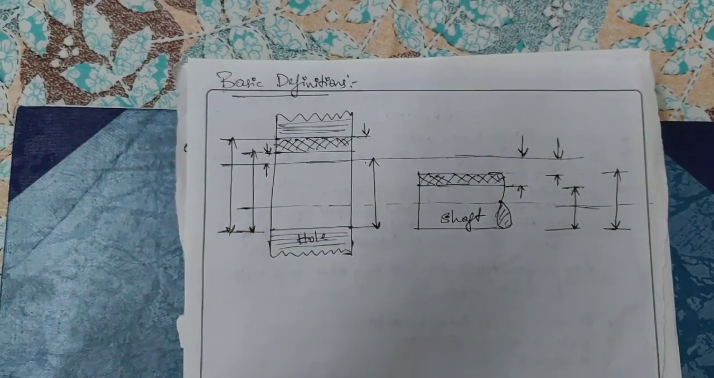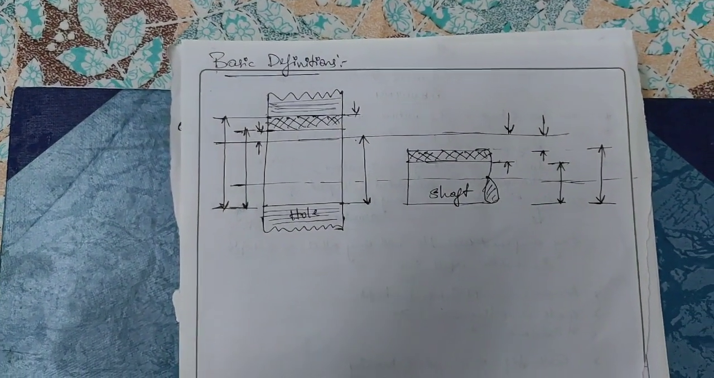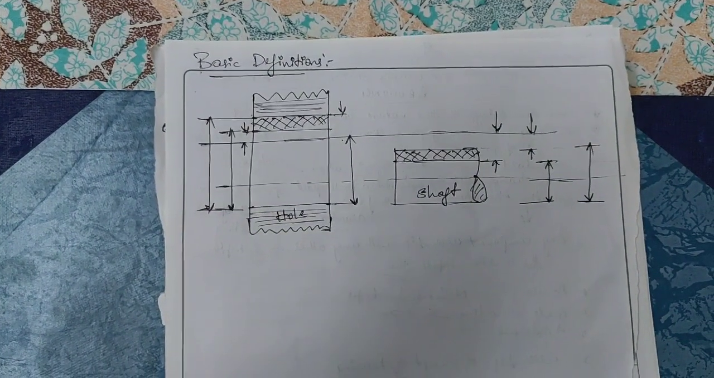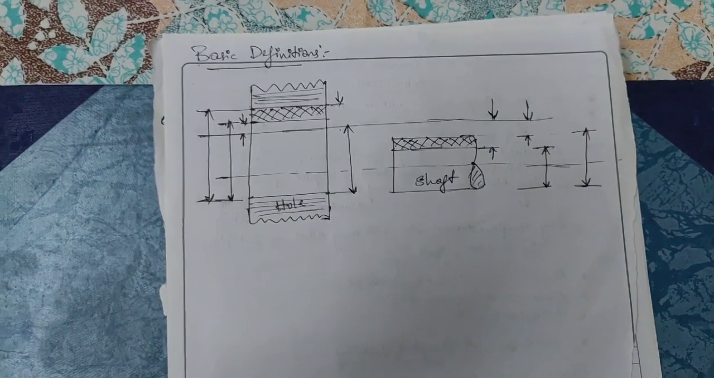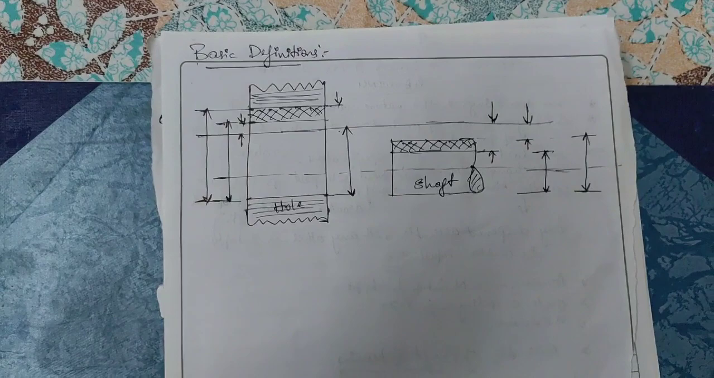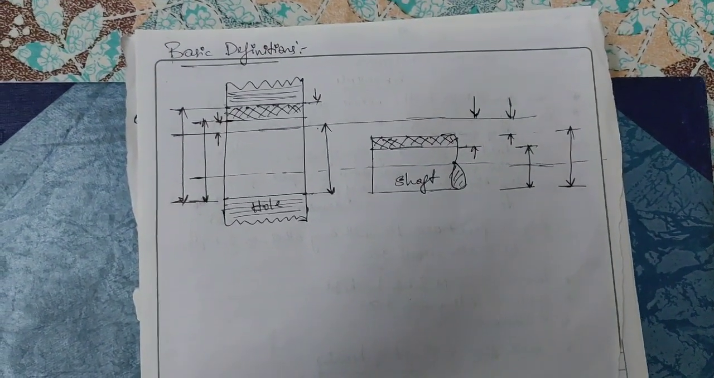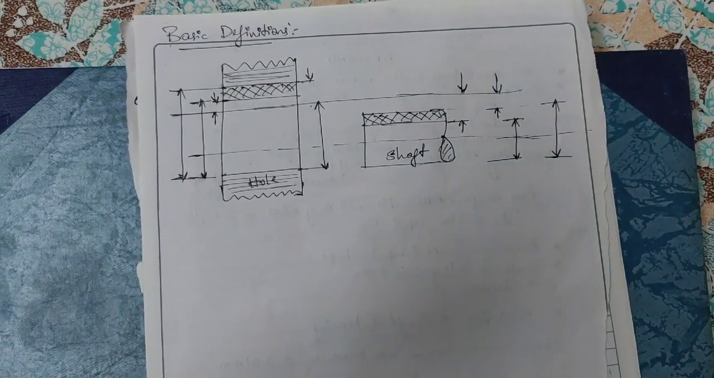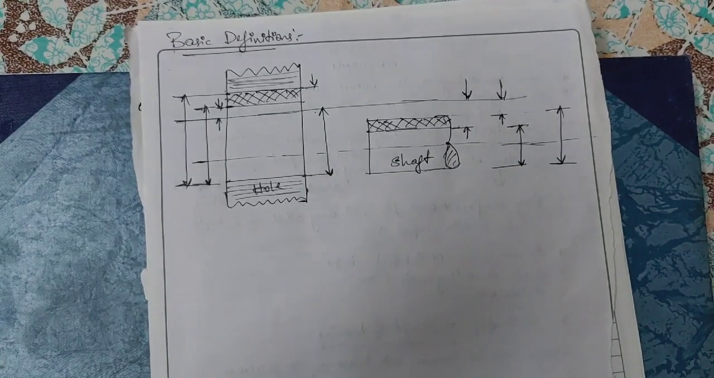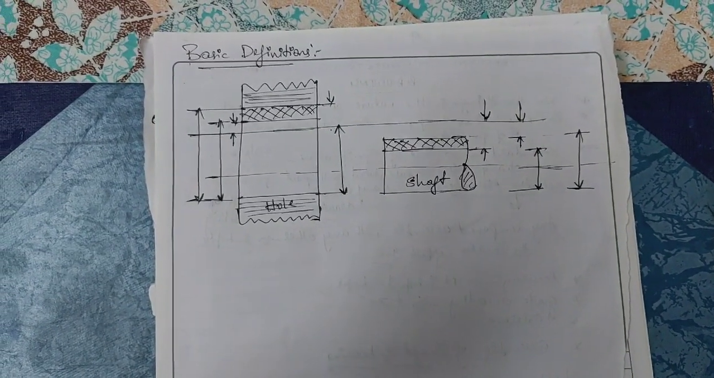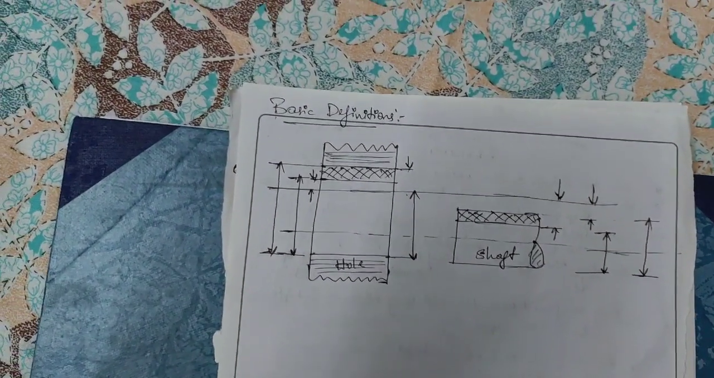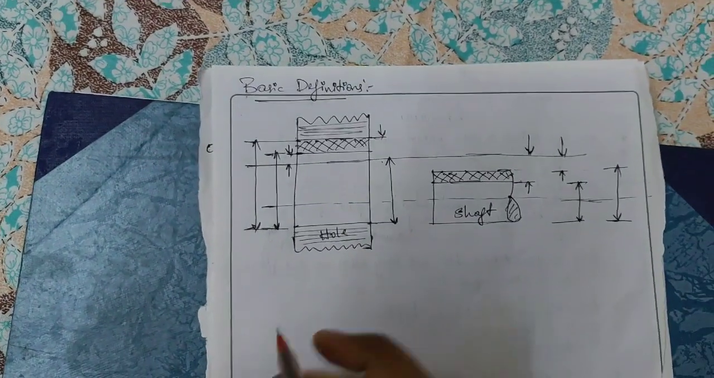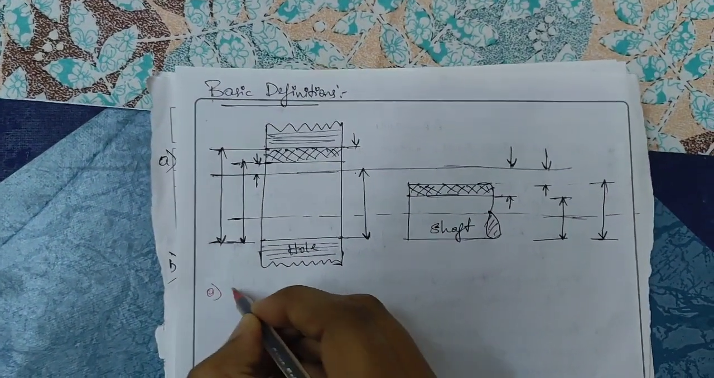Okay, guys, today we will discuss the basic definitions in the system of limits, fits, tolerance, and gauging. Before studying limits, fits, and tolerance, it is necessary to understand the following basic terms. So, what are the basic terms here? The first one is nominal size.